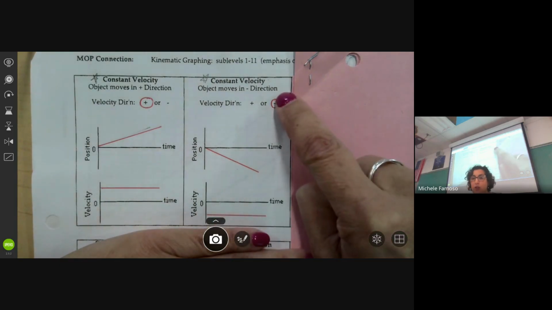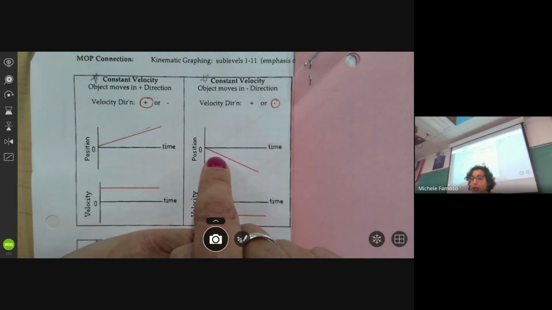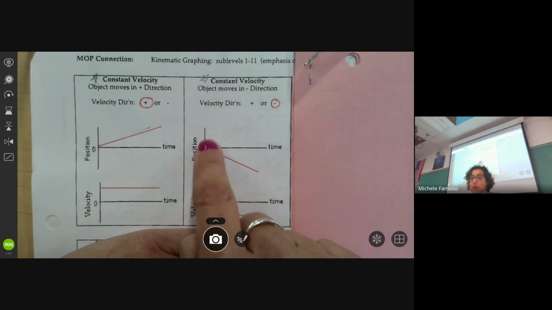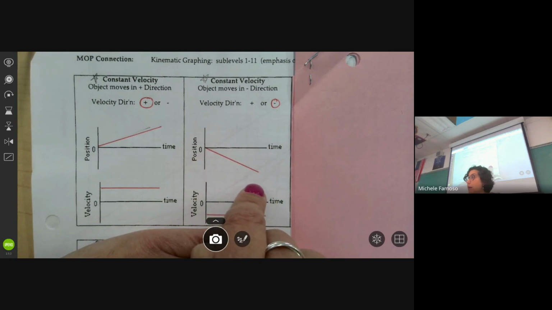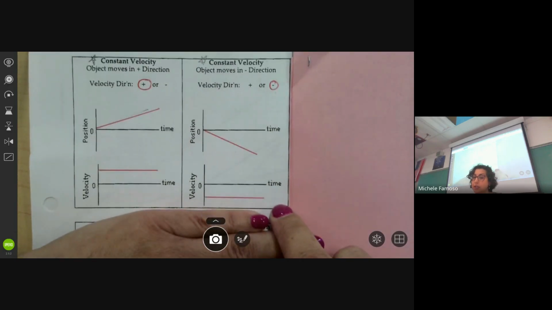The second one, now you're just going in the negative direction, which means your velocity is negative. Constant velocity means we need a diagonal line with a negative slope. Doesn't matter if it starts at the origin or above it or below it. Just a negative slope diagonal line on the position time graph and a horizontal line on the velocity time graph, but below the time axis. Those are on tomorrow's test. These are the new ones for today's quiz.